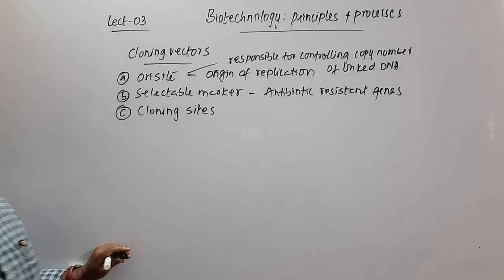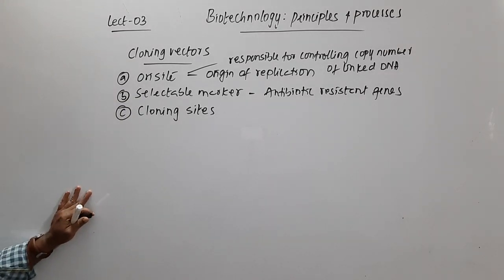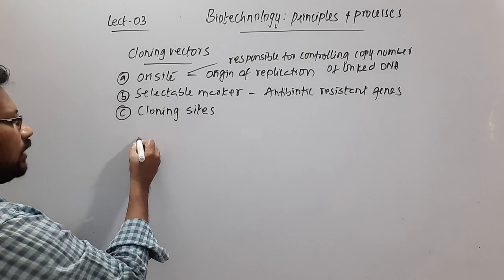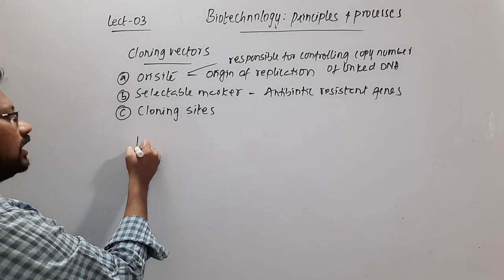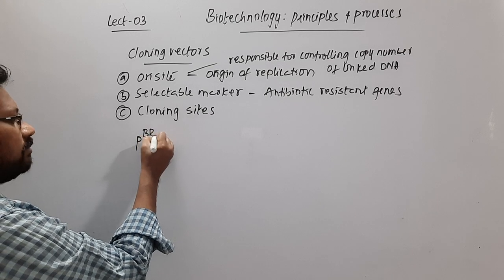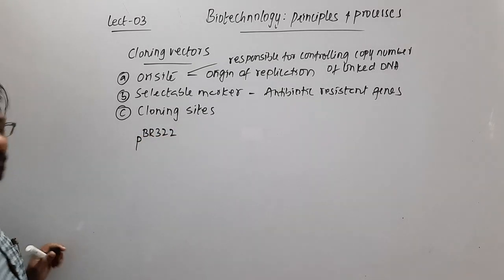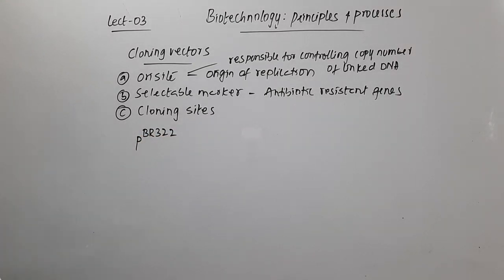So these selectable markers are antibiotic resistant genes. Here I'm going to take one example of this plasmid. It's called pBR322. So here also there is a method of giving names to these plasmids.